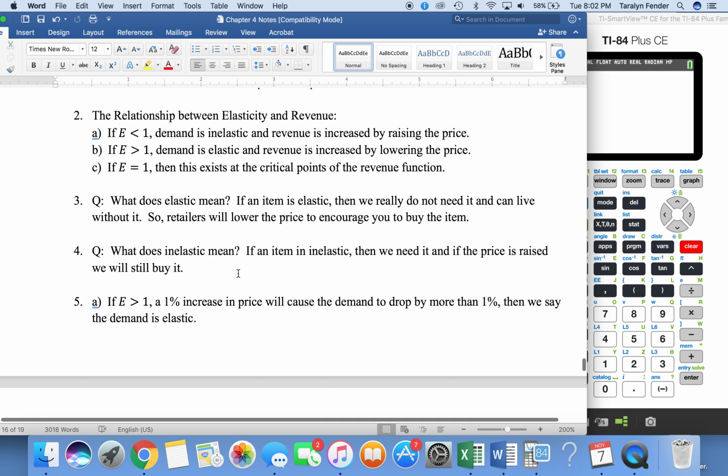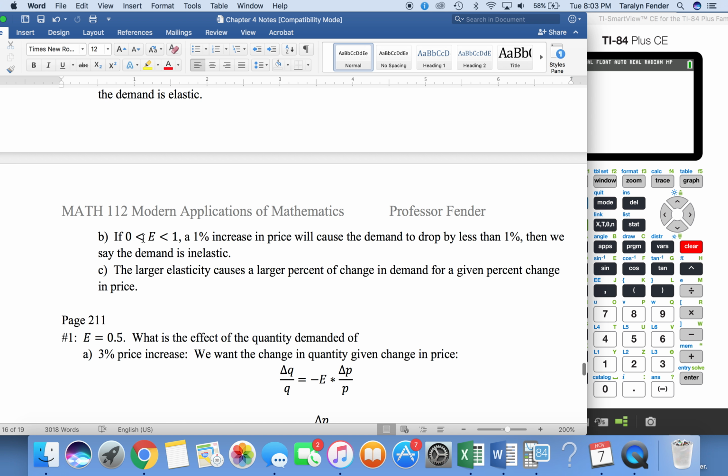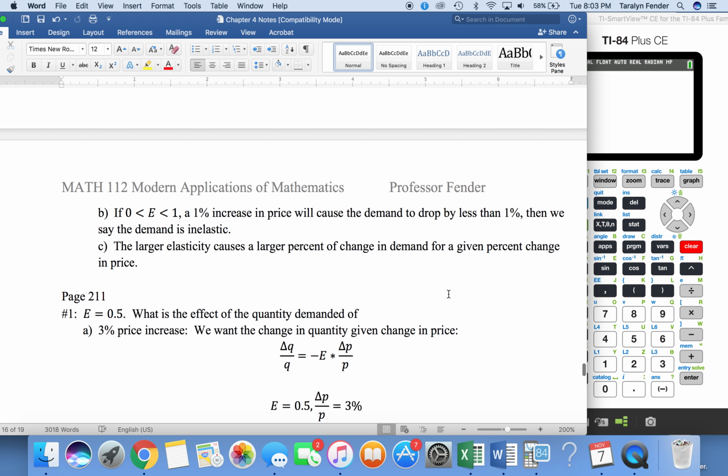If E is greater than 1, a 1% increase in price will cause the demand to drop by more than 1%. Then we say that the demand is elastic. If the value of elasticity is between 0 and 1, a 1% increase in price will cause the demand to drop by less than 1%. Then we say the demand is inelastic. The larger elasticity causes a larger percent of change in demand for the given percent of change in price.